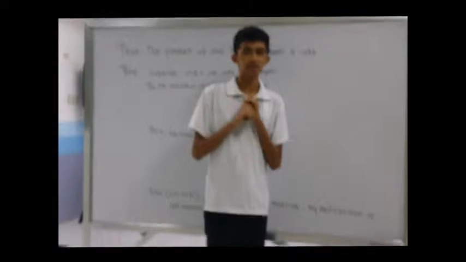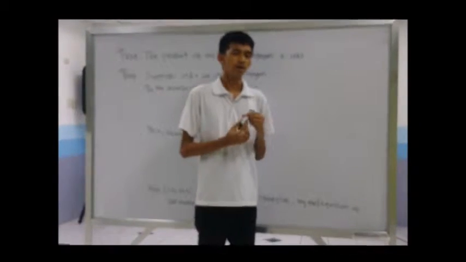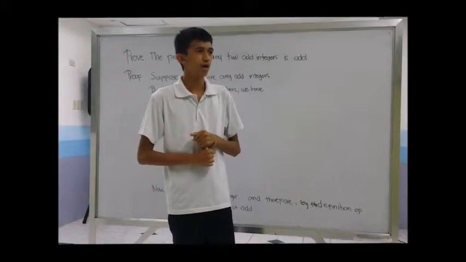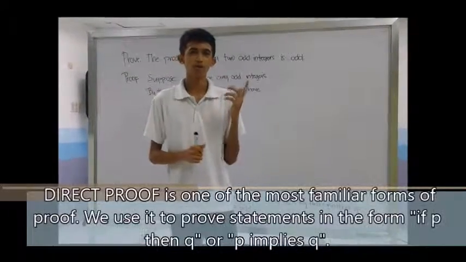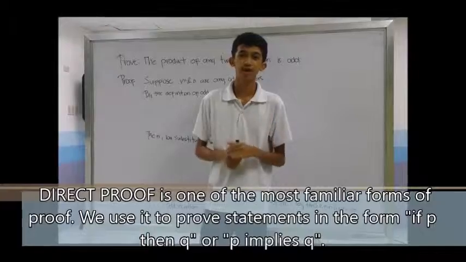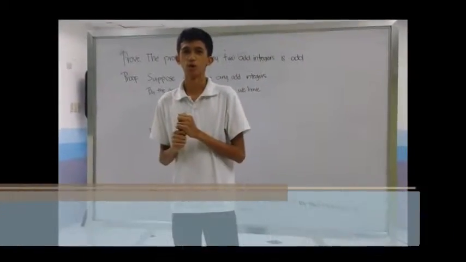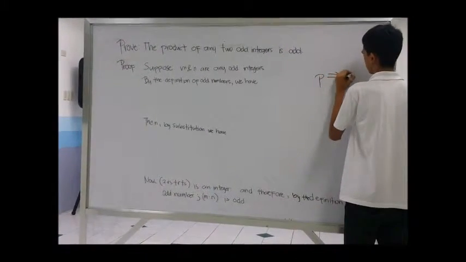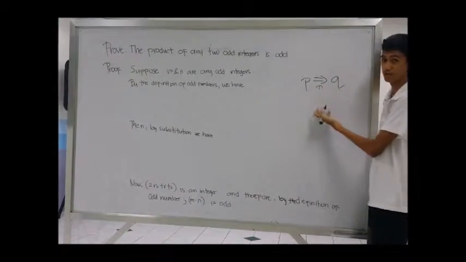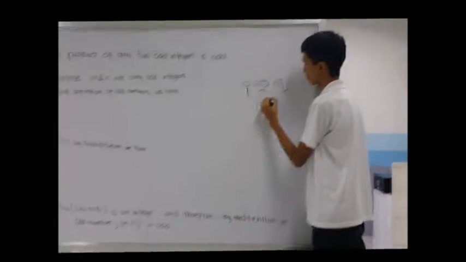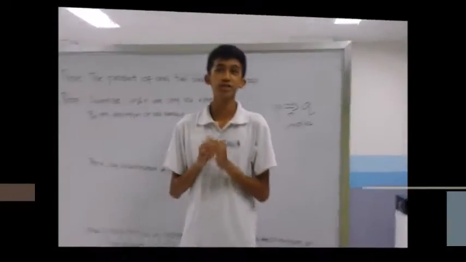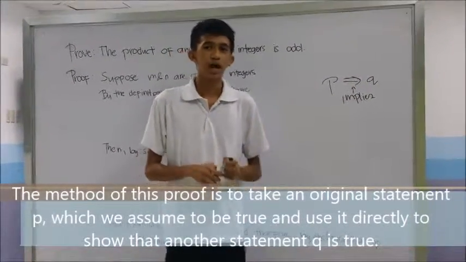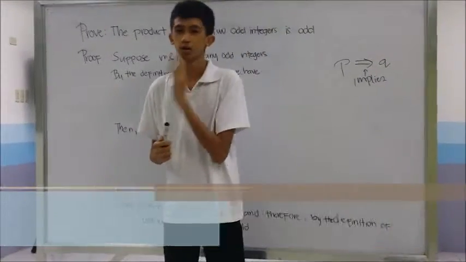I'm Reverend Medina. I'm here to present to you the methods of proof and disproof. One method of proof is the direct proof. A direct proof is one of the most familiar forms of proof, using a statement of the form if P then Q, or P implies Q, which can be written with an arrow. This arrow here means implies. The method of this proof is to assume the original statement P, which we are shown to be true, and use it directly to show that another statement Q is true.